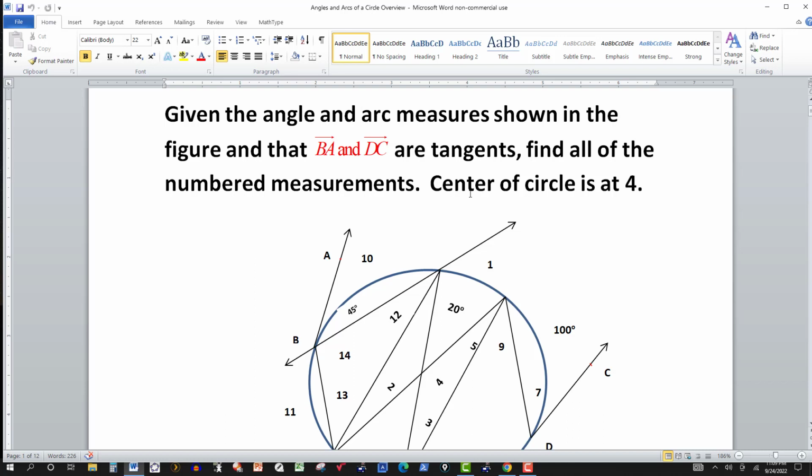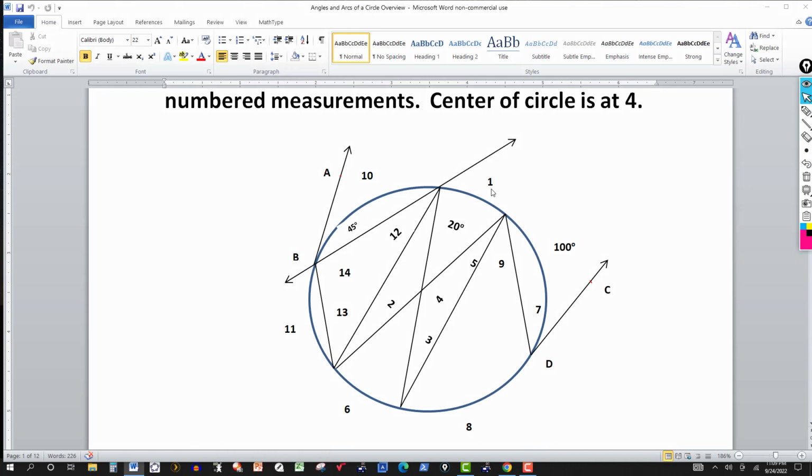It tells you that the center of the circle is at 4. So the numbers that we have here represent either arcs. The ones outside the circle basically represent arc measurements that we have to find, and the numbers inside the circle represent angles. And it tells you the center is at 4. So this point right here, where these two chords intersect, represents the center of the circle.